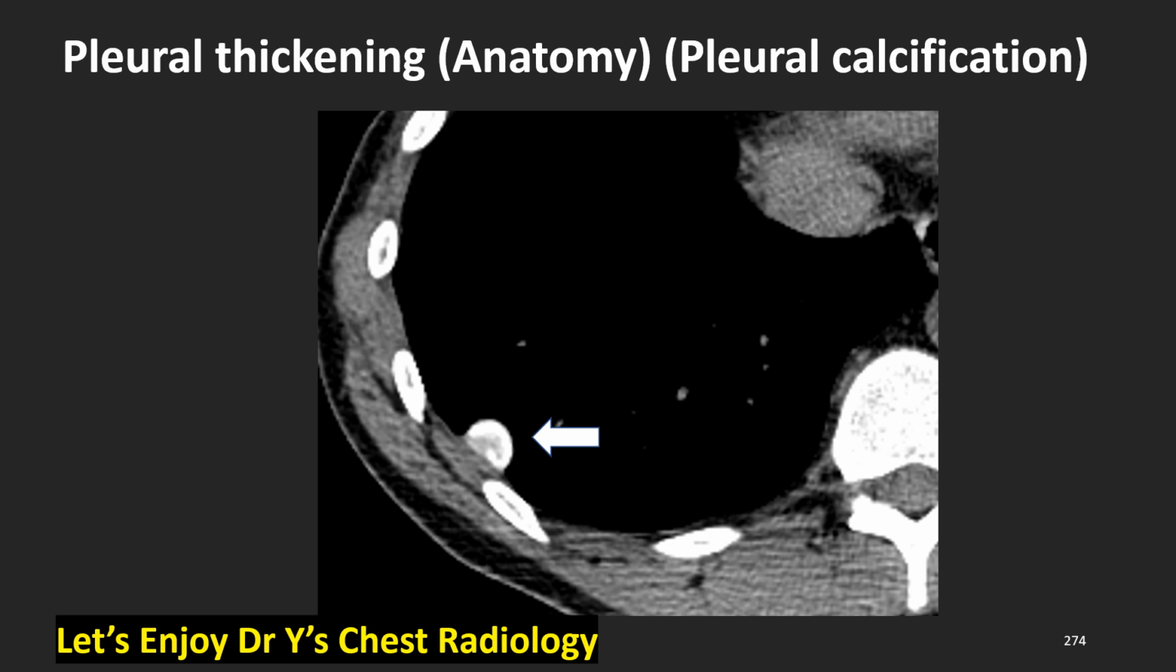Pleural thickening anatomy, pleural calcification. Arrow indicates a pleural calcification, pleural lesion from previous tuberculous pleuritis.